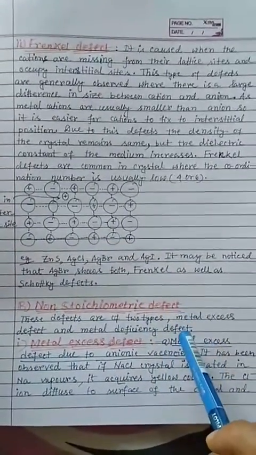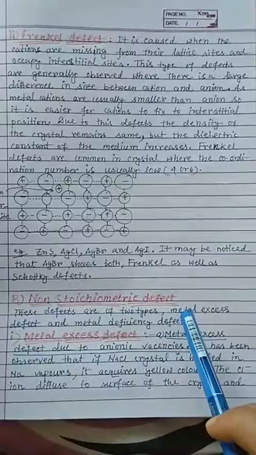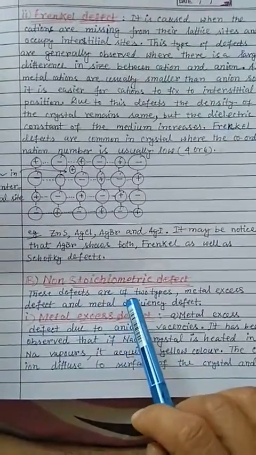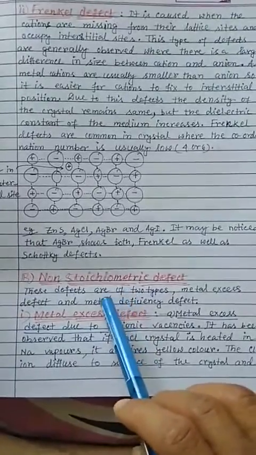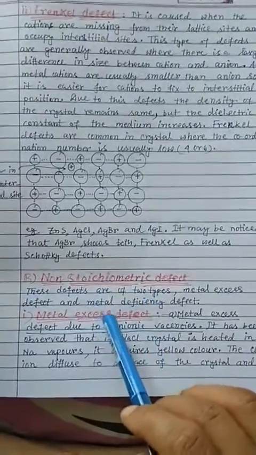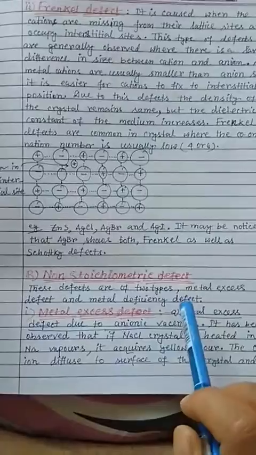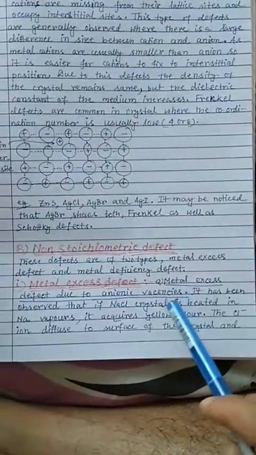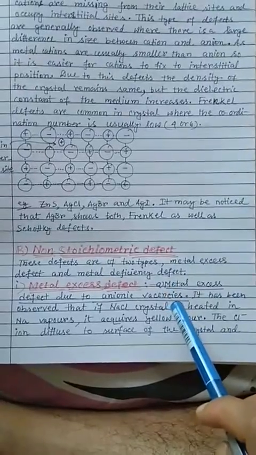And the next topic is the non-stoichiometric defects. These defects are of two types. Non-stoichiometric defects can be broadly classified into two types: the metal excess defects and the metal deficiency defects. First, I would like to discuss the metal excess defects. Metal excess defects are due to anionic vacancies.